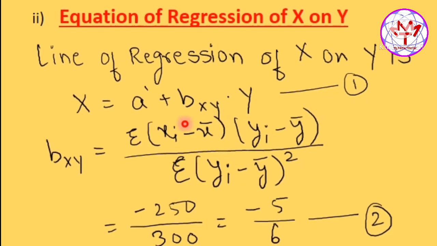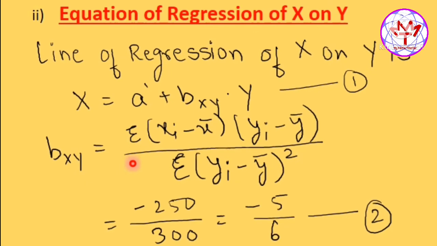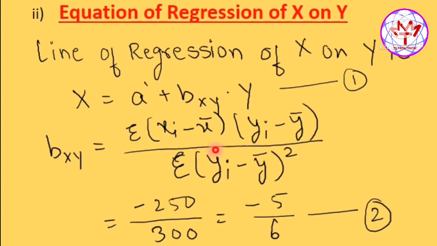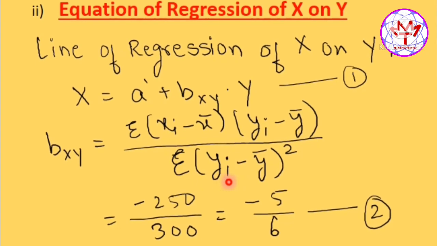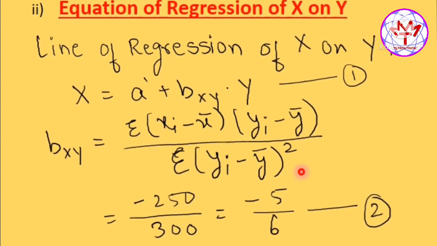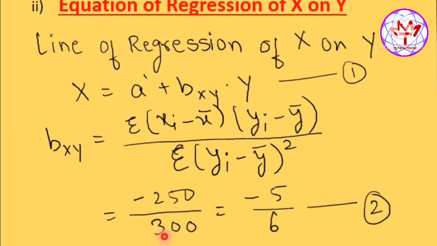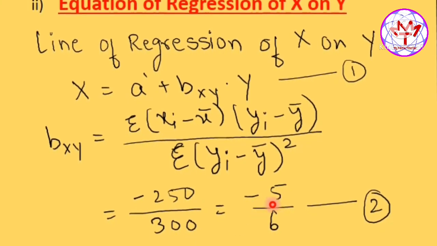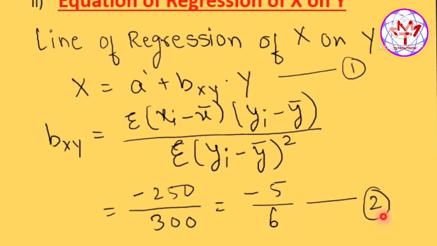So let us first calculate the value of bxy. Now we know that bxy is equal to summation (xi minus x bar) into (yi minus y bar) upon summation (yi minus y bar) the whole square. So substitute the values. You will get minus 250 upon 300, that is minus 5 upon 6. So we'll number this as 2.